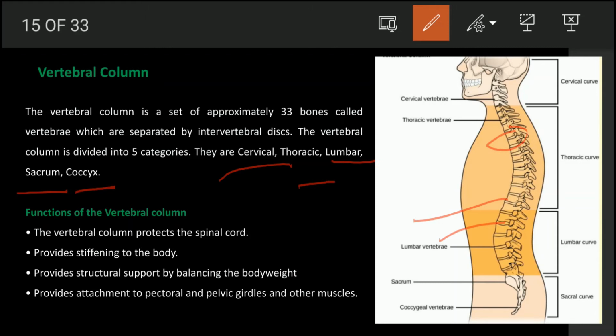Function of the vertebral column. The vertebral column protects the spinal cord, provides stiffening to the body, provides structural support by balancing the body weight, and provides attachment to the pectoral and the pelvic girdles and other muscles.